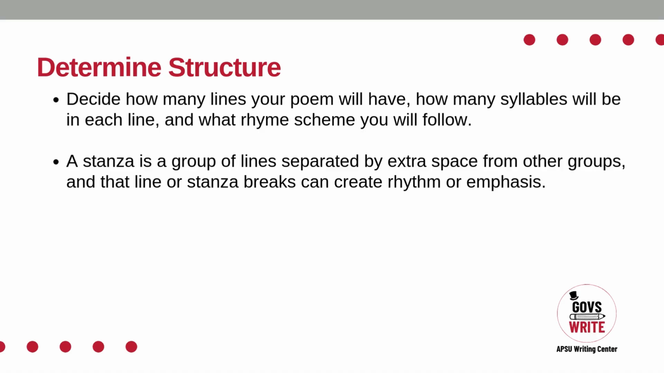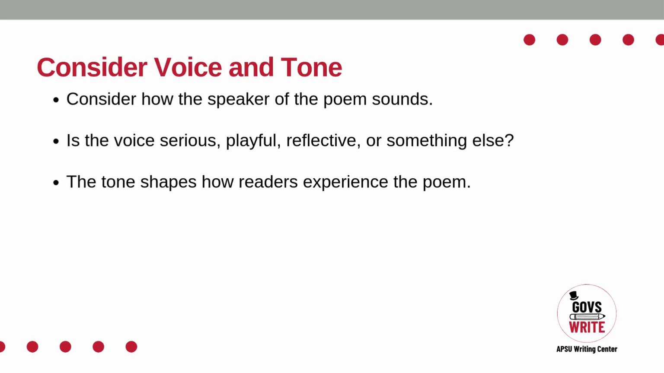How to write a poem. First, decide how many lines your poem will have, how many syllables will be in each line, and what rhyme scheme you will follow. A stanza is a group of lines separated by extra space from other groups, and line or stanza breaks can create rhythm or emphasis.